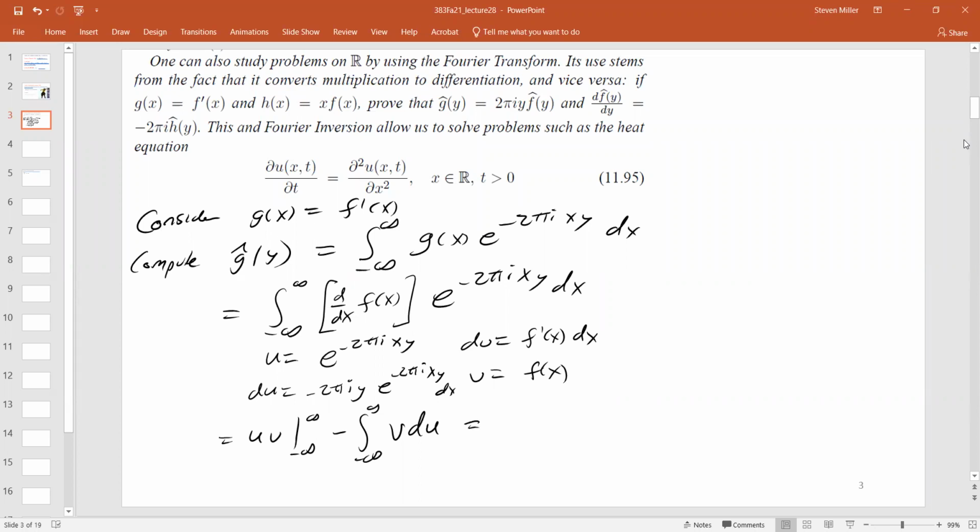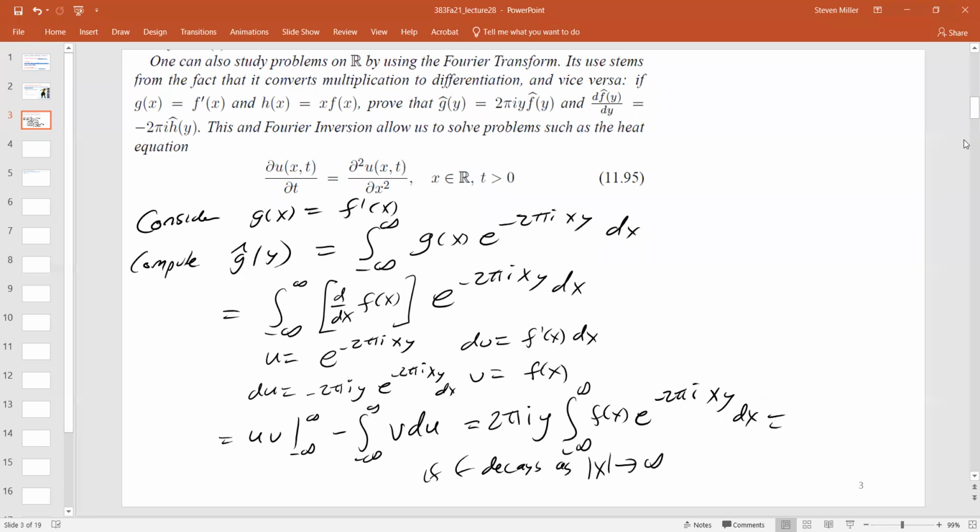So this is equal to the negative, and the negative becomes a positive, 2 pi i y times the integral from minus infinity to infinity of f of x e to the negative 2 pi i xy dx, if f decays as the absolute value of x goes to infinity. And what's that integral equal to? Yeah, 2 pi i y f hat of y. And here's the first claim, that the Fourier transform of the derivative is a multiplication by that variable times the Fourier transform.